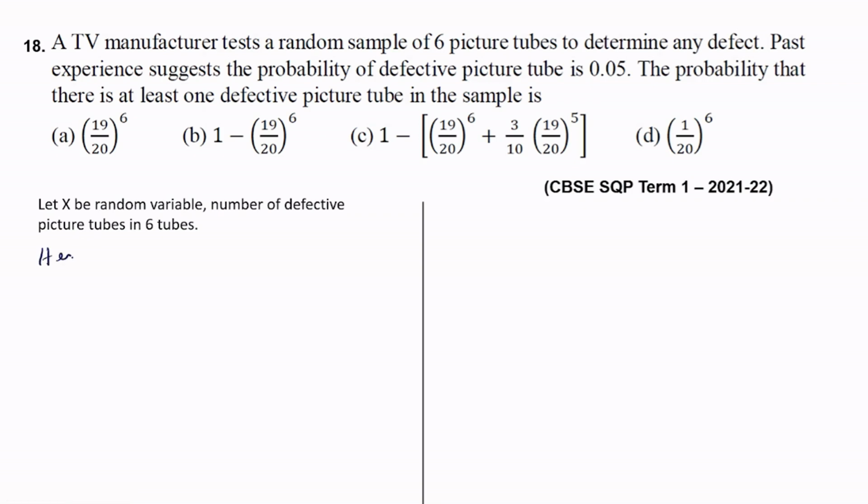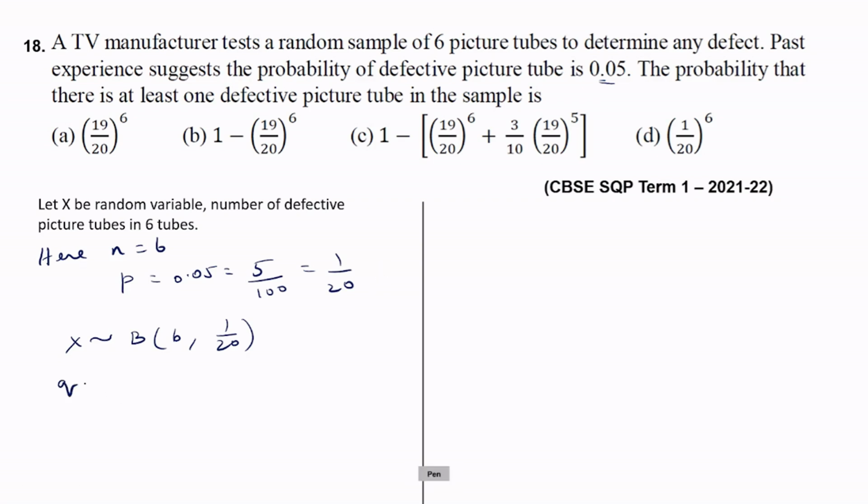So here let x be the random variable, the number of defective picture tubes in 6 picture tubes. So here n is equal to 6 and the probability of a defective picture tube is given by 0.05, or this is 5 by 100, which is 1 by 20. So here x follows binomial distribution with parameters 6 and 1 by 20. Now from p equal to 1 by 20, we have q equal to 1 minus p, which is 1 minus 1 by 20, that is 19 by 20. So since x follows binomial distribution with these parameters, we have the probability of x equal to r successes as nCr p raised to r q raised to n minus r.